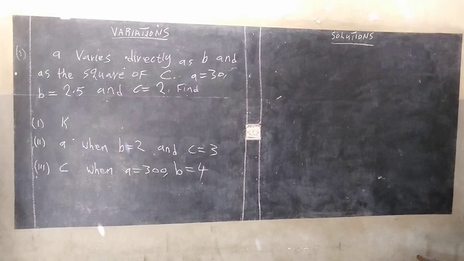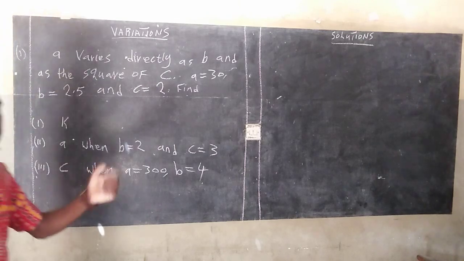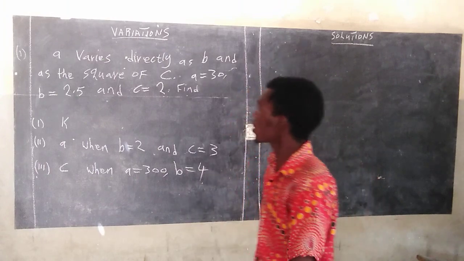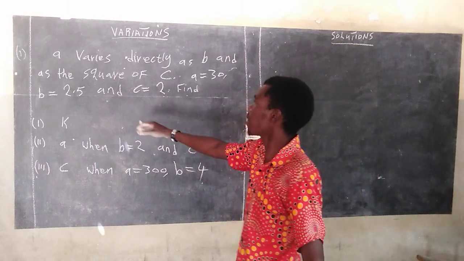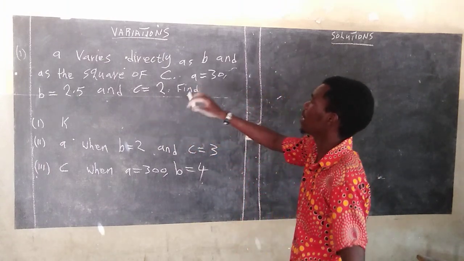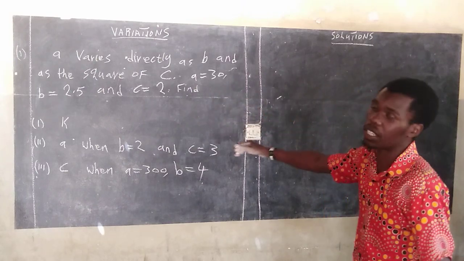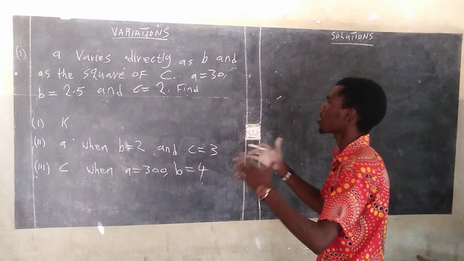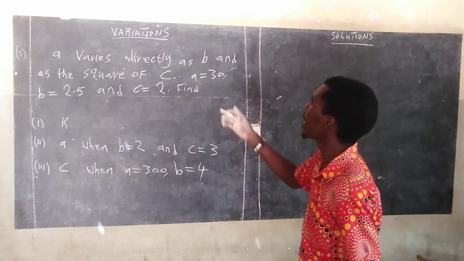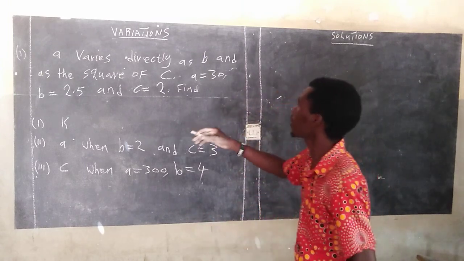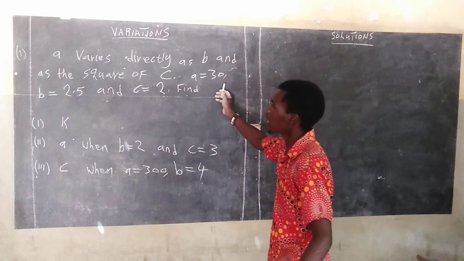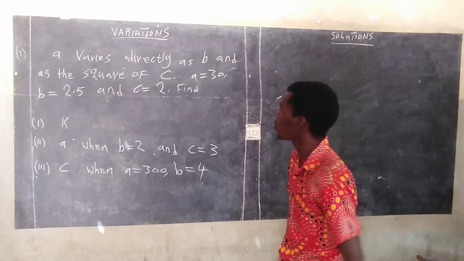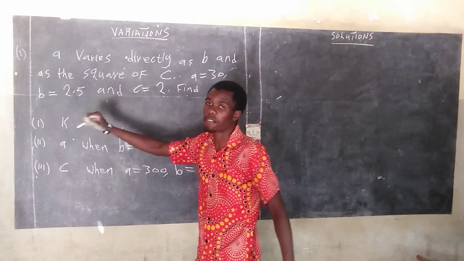Okay, this is now another question that came under variation. The question says A varies directly as B and as the square of C. Given that A is equal to 30, B is equal to 2.5, and C is equal to 2, find the k.